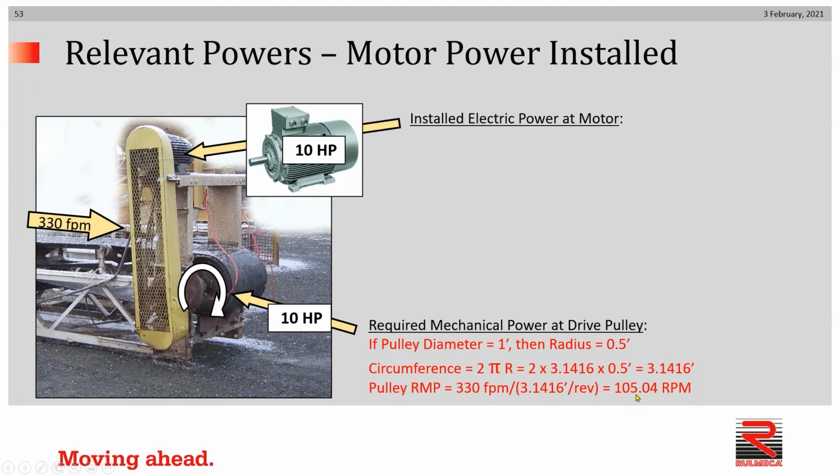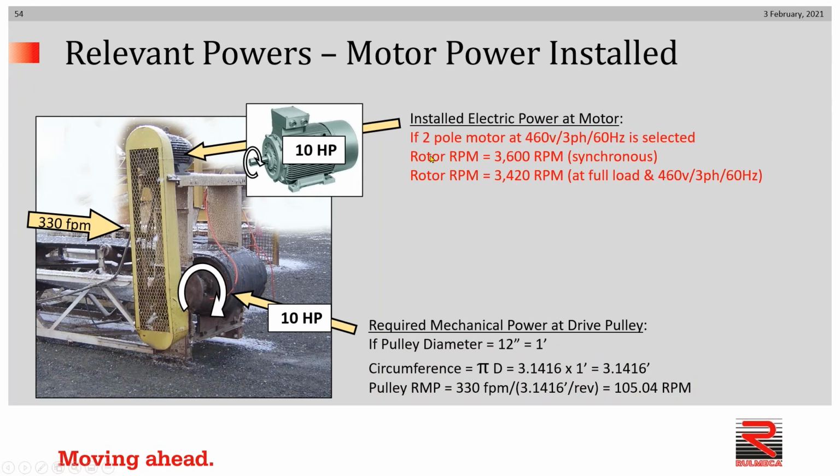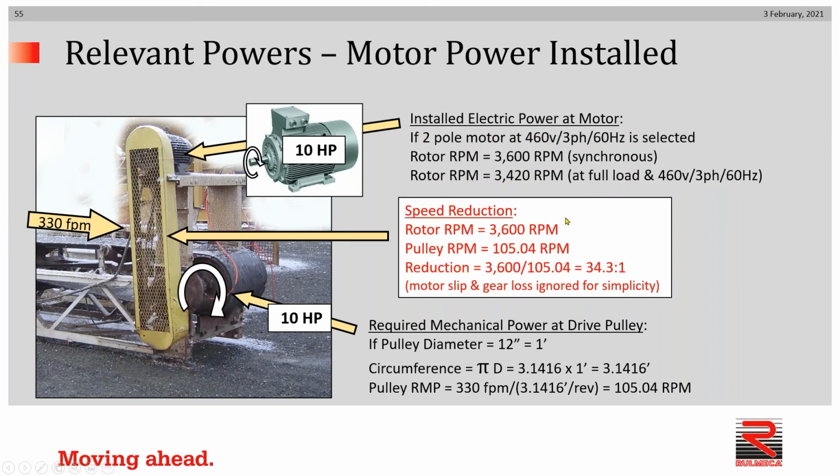If we use a 2-pole motor to drive this system on a 60 hertz supply, as I just explained, the rotor RPM would be 3,600. Speed reduction is nothing more than the rotor RPM divided by the pulley RPM, giving us the appropriate ratio for the gearbox. In this example, we need a ratio of 34.3 to 1.